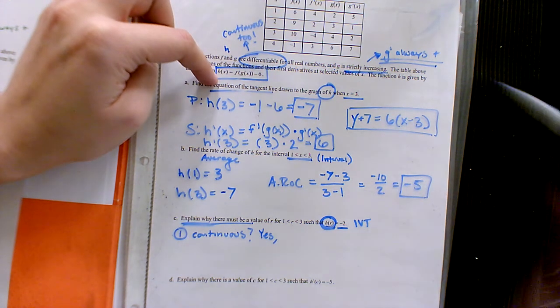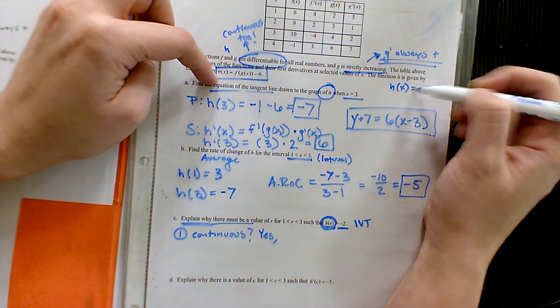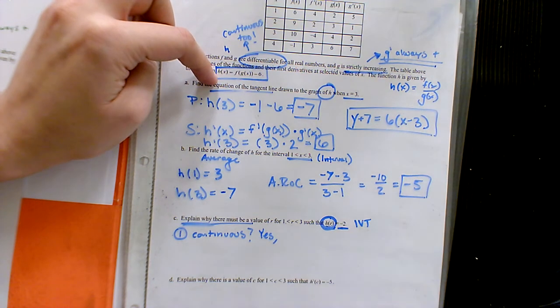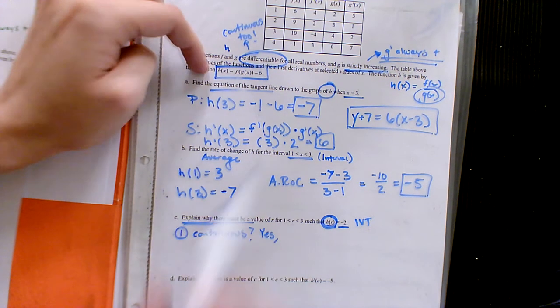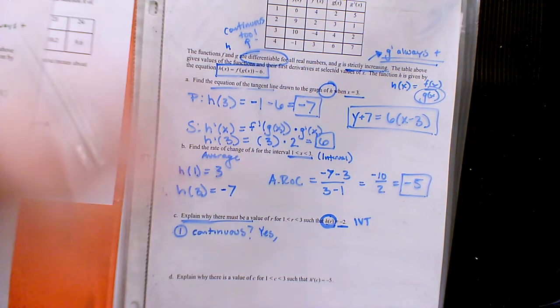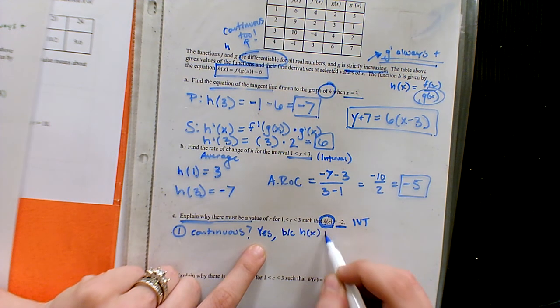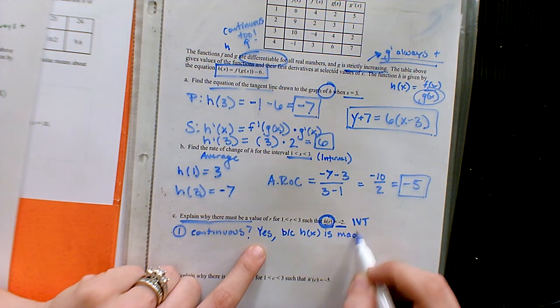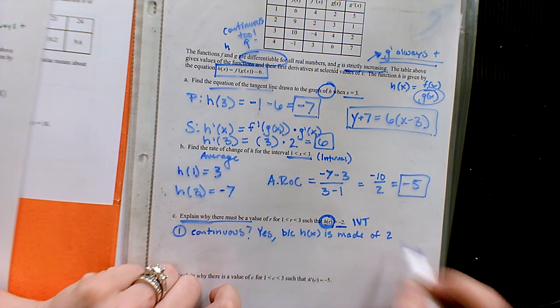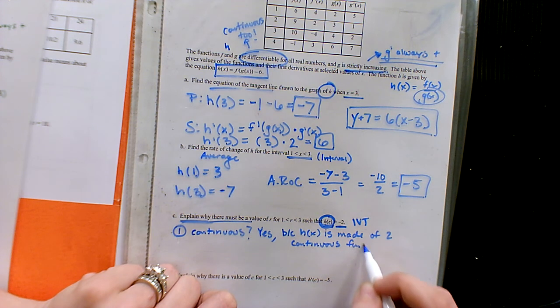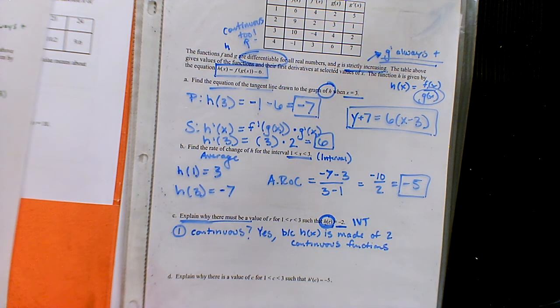continuous as well. What gets a little tricky is if h of x was a fraction, like if we were dividing those, we would have a little hiccup, okay, because we know that can't be 0, so we might have a little issue there. But since this isn't a fraction, we really don't have anything to worry about. So we'll say yes, because h of x is made of two continuous functions.